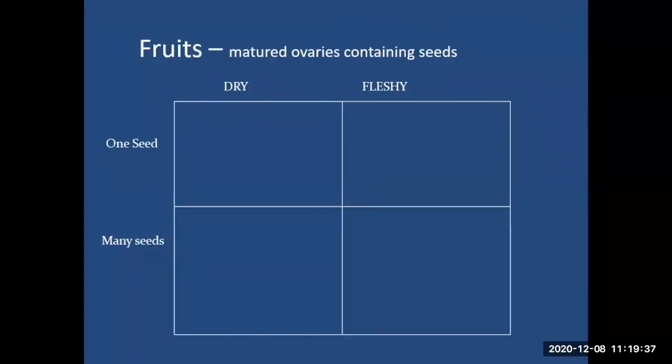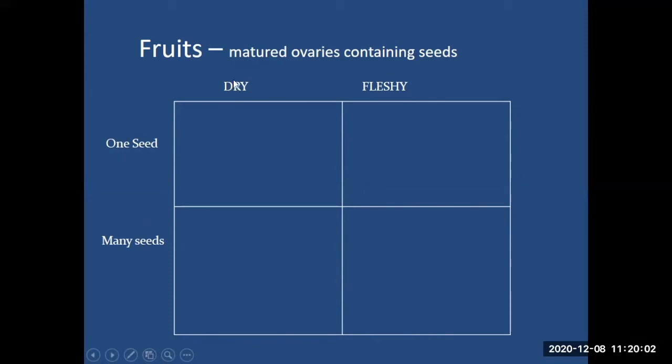Now, there are four kinds of fruits. Here's where you need to understand the four types of fruits and their seeds, so that you can talk about them and think about how you need to deal with them. So there's four kinds of fruits. There are fruits that can have one seed per fruit. The fruits that can have many seeds per fruit.